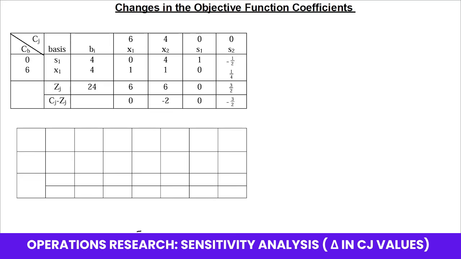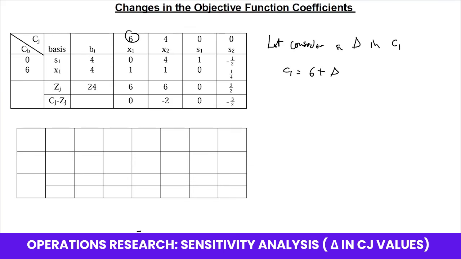All right. So for a change in a basic variable, let's consider a change in C1. This is our C1, 6. So we are going to draw our simplest table again. We're changing C1, so C1 is going to be equal to 6 plus the change.